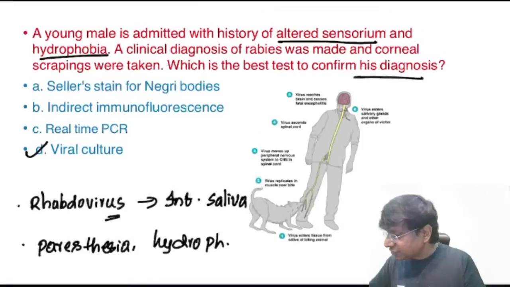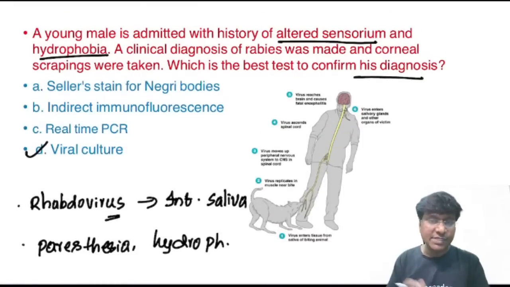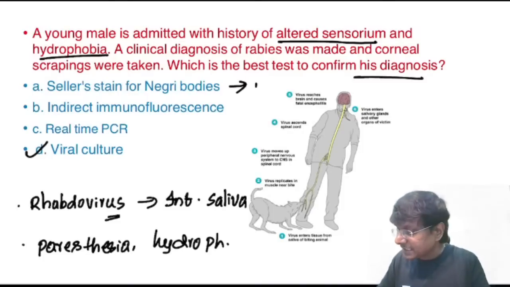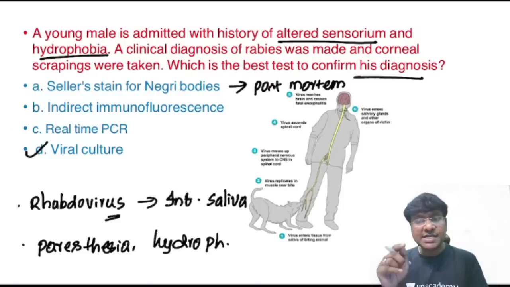Now, what about the other options in the question? You take this cellular stain for Negri bodies. See, choice A is completely ruled out. You know why? Because it is used in postmortem. It is not used when the patient is alive. And what are these Negri bodies? Negri bodies are eosinophilic inclusions seen in Purkinje cells of the cerebellum.